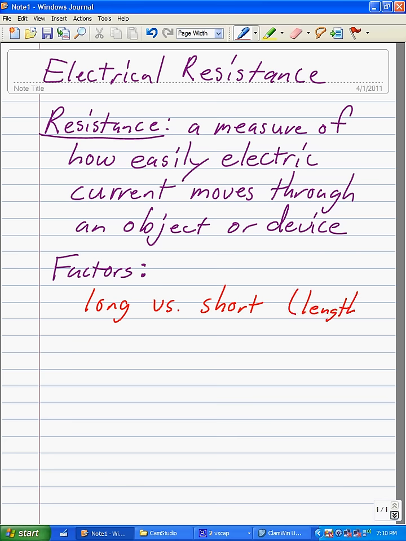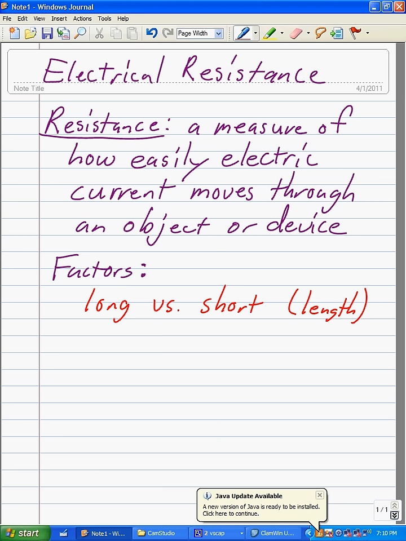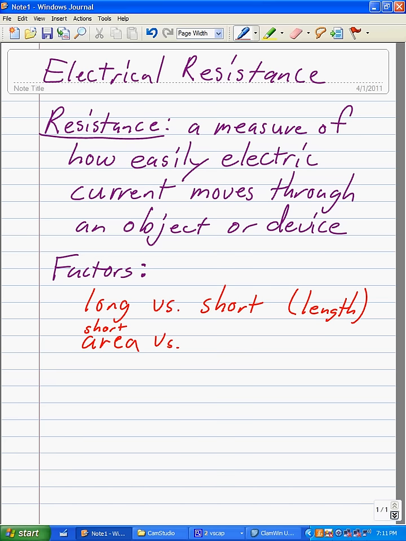The area. So if we're talking about a small area versus a large area, we talked about this in class: what's easier to get water through, a straw or a sewer drain? Because you have a lot more space, it's easy to put a lot of electrons through something. So this area.